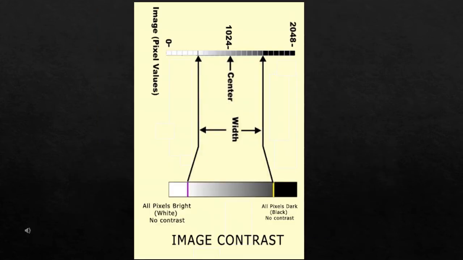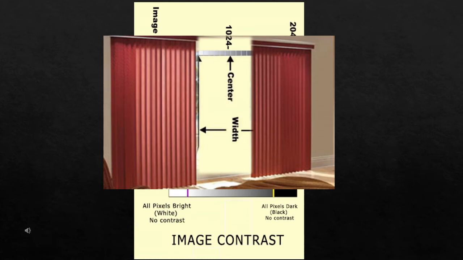Now let's look at an image that you most likely have seen in school. If you look on the left, again, there's all pixels, bright white, no contrast. On the far right, you have all pixels dark, which is black, no contrast. The best contrast is going to be where? In the center of that image. So again, let's overlap this with our window width example of our shade. When you close in and close off those bright white and those dark black areas of pixels, you are left with an image with better contrast.